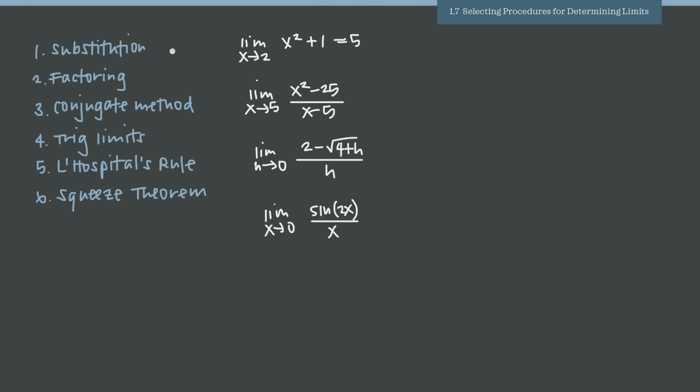If all of that fails, substitution, factoring, conjugate method, trig limits, none of those seem like good options, and if you've used substitution to find that you have an indeterminate form, for example, in all three of these cases, if we use substitution, we get 0 over 0. That's an indeterminate form. If you find that indeterminate form and none of these other methods work, L'Hopital's rule is going to be the next thing you want to try. And remember, L'Hopital's rule just tells you to take the derivative of the numerator and the denominator, replacing the original numerator and denominator with their separate derivatives, and keep doing that until you get something that isn't an indeterminate form.